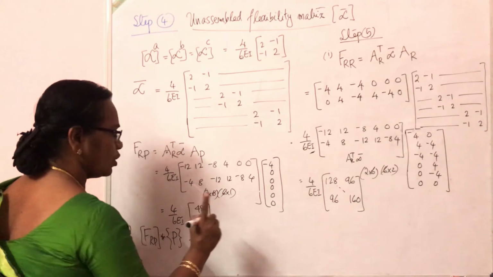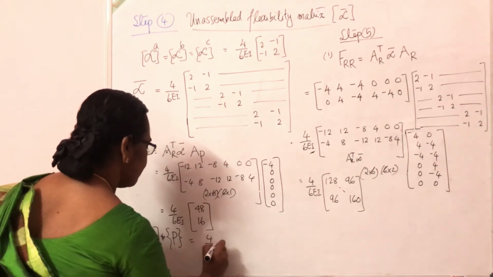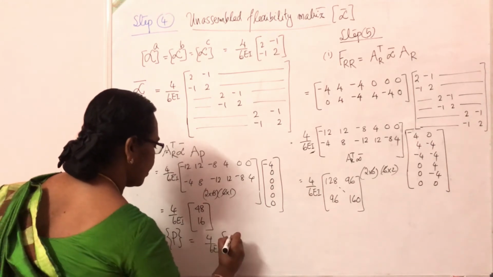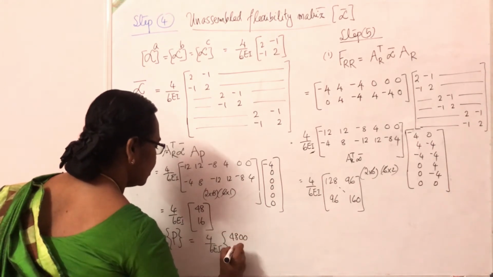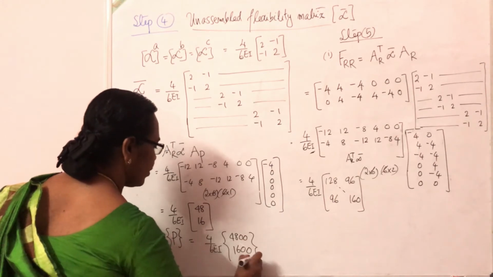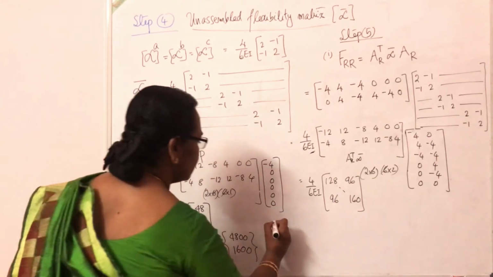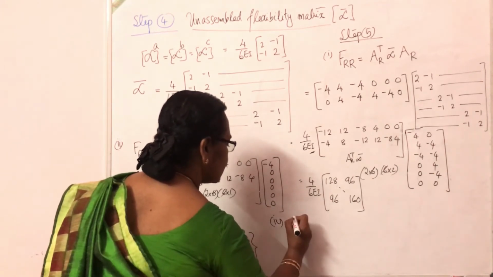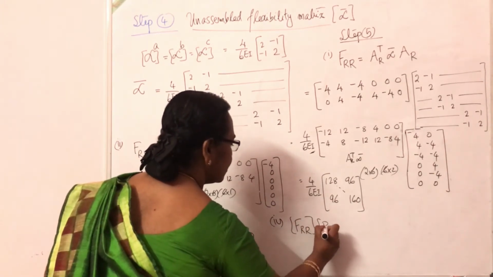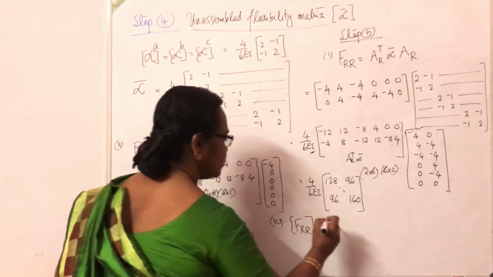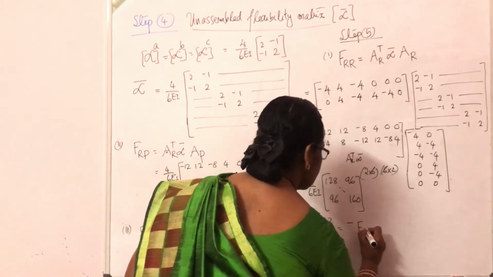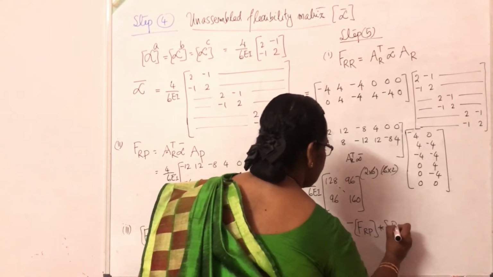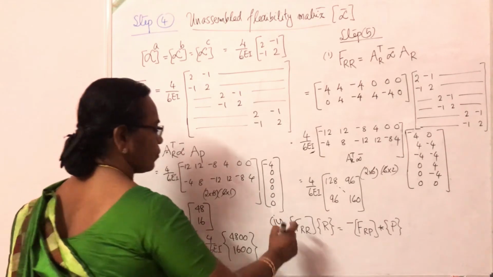So here there is only one load, 100. So 4 by 6 EI, 48, 16 into 100. It will be 4,800, 1,600. And finally, we solve the equation FRR into R is equal to minus of FRP into P. That is solving this equation.